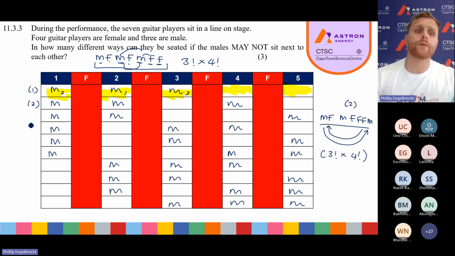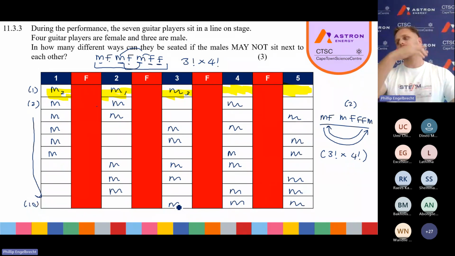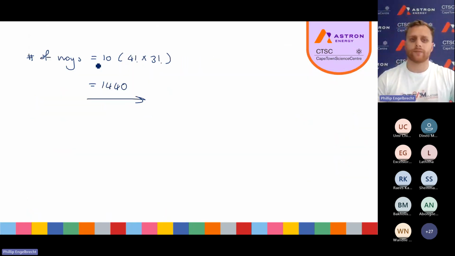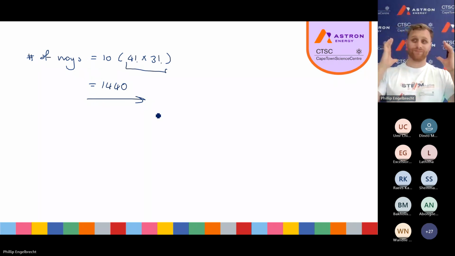And guys, we basically apply this all the way down until the 10th column. It's just going to be 3 factorial times 4 factorial, and so on. And then it just becomes the number of columns, which is 10, multiplied by this. And then you get this, 1,440. Does that make sense now?